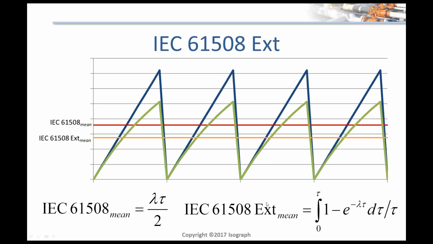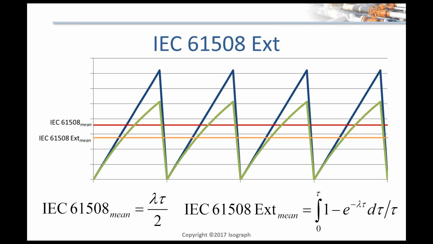So that's what the new IEC extended dormant averaging is doing, rather than using that lambda tau over 2. You remember I showed that a few slides back when I was talking about the PFD calculations for the 61508 failure model. I talked about using lambda tau over 2, or lambda theta for the overhaul interval over 2, as the approximation.